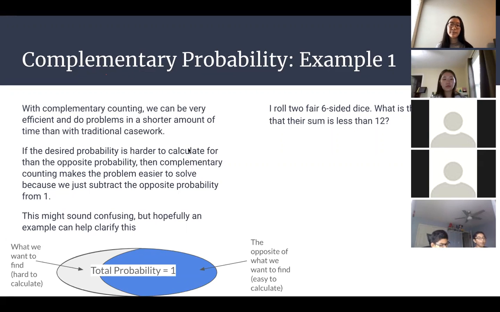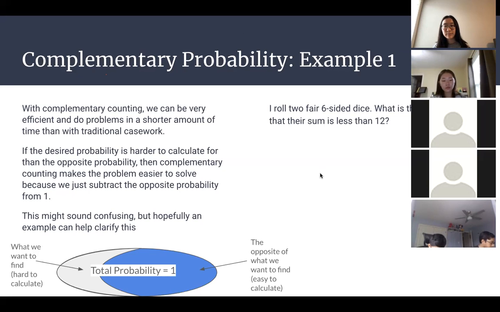All right, read over the problem and think about what strategy we would use to solve this. Okay, it looks like Charles got the right answer. Type in the chat what you did, Charles, like what you found.